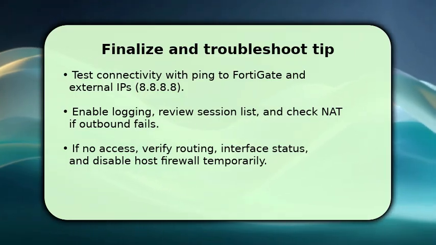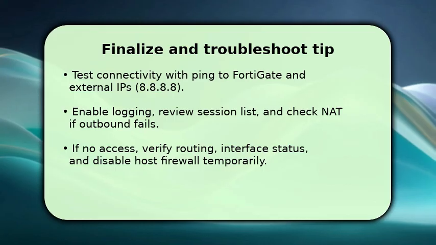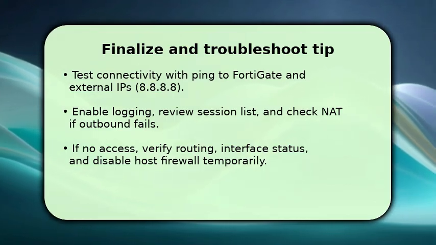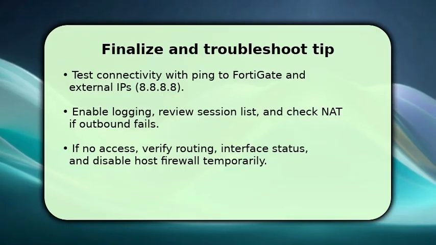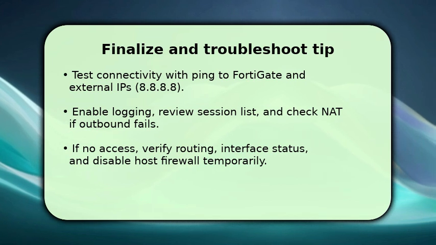If things go wrong, one key troubleshooting tip: check the interface status, routing, and whether the PC's host firewall blocks traffic. Temporarily disable it while testing. This pinpoints whether the problem is local, on the Fortigate, or upstream.